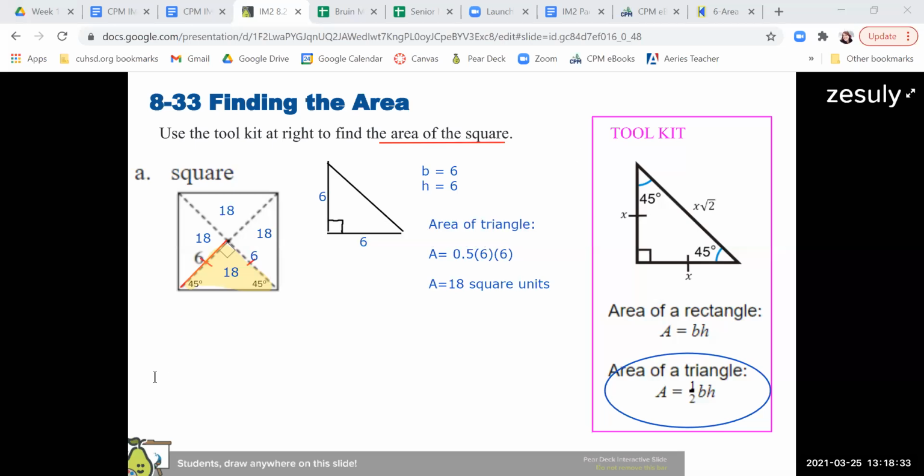So the final conclusion here is that the area of the square equals 4 times 18, because we have 4 triangles with an area of 18. So that means that the total area of the square is 72 square units. Boom. There is our final answer.